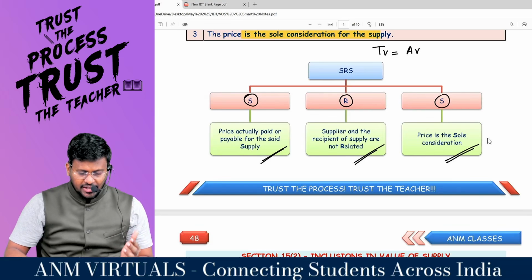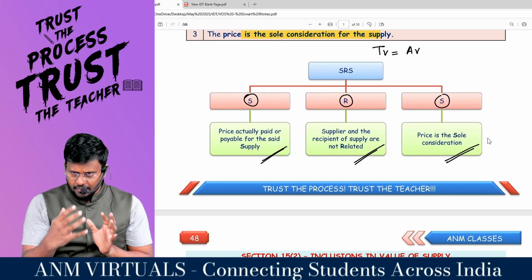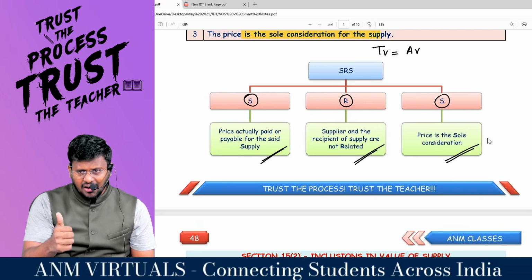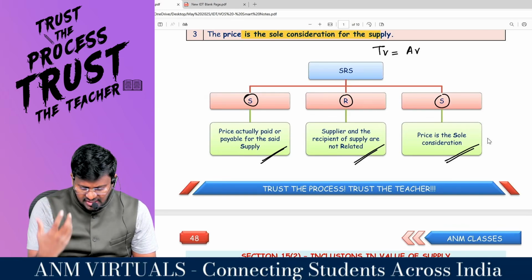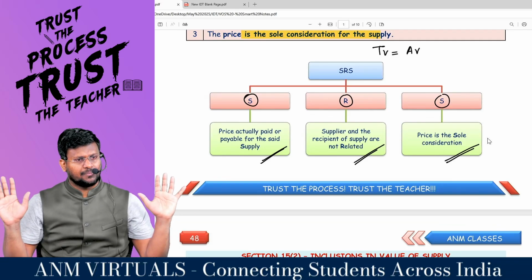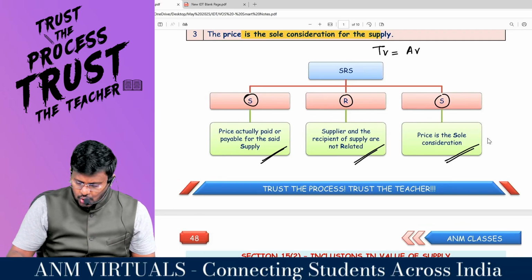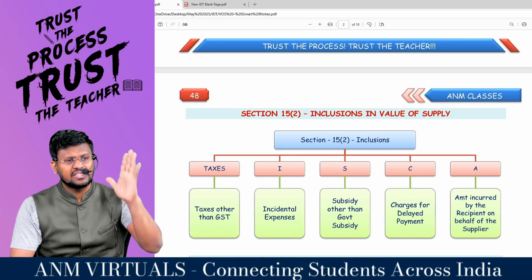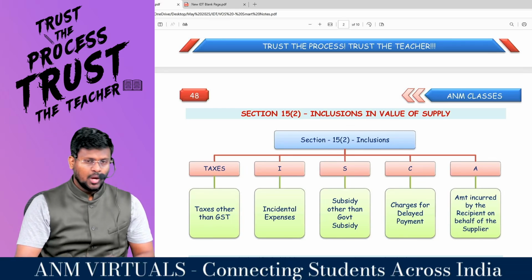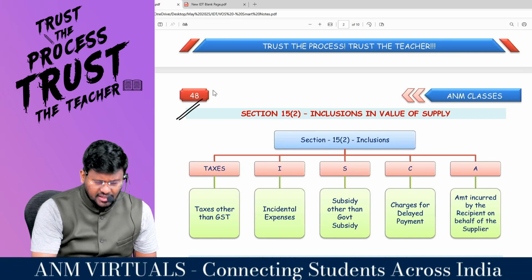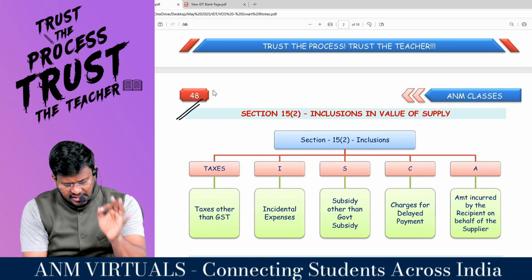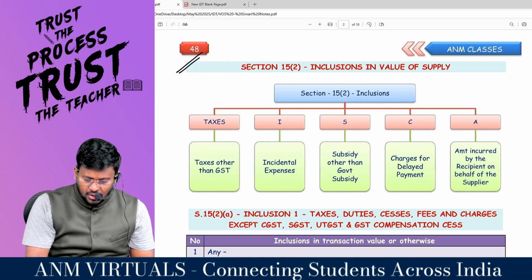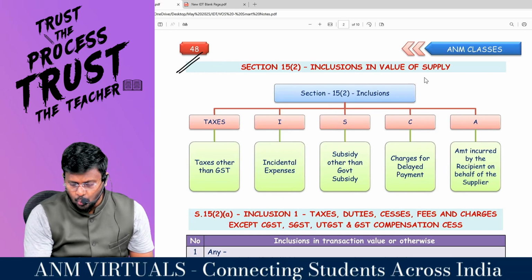So, if the yes or yes condition is satisfied: there should be supply of goods or services or both for which the price is actually paid or payable; supplier and recipient should not be related persons; and price should be the sole consideration. If the conditions are satisfied, then transaction value is equal to assessable value. What 15 subsection 2 is saying is that even though the conditions are satisfied, my dear lovable students, you still have to include these 5 items in the value of supply.